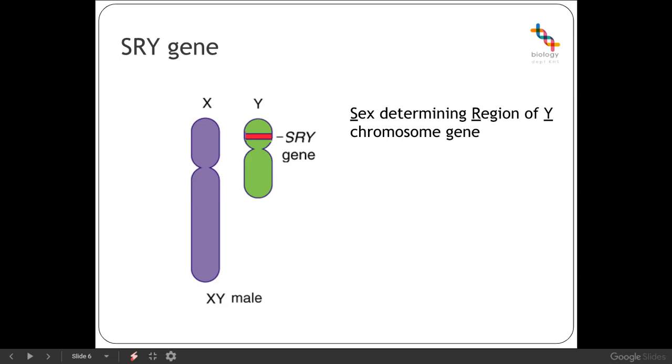The SRY gene present on the Y chromosome, though, is thought to act like a master switch, and that triggers a cascade to activate all male developmental genes in the entire genome. So several of these genes will be on the autosomal chromosomes, so they will be present in females as well. However, they're only transcribed in males due to the control by this SRY gene.